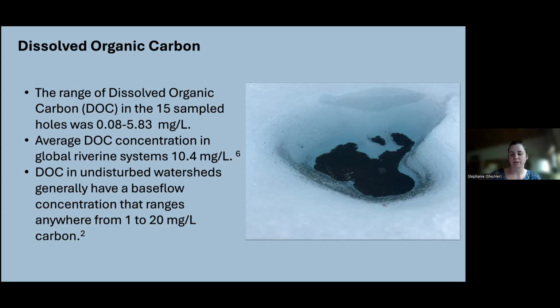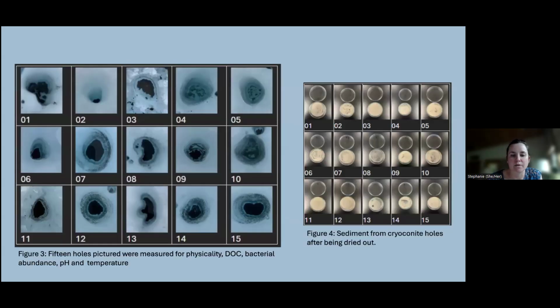I brought up how clear the water is because I wanted to tie that back into the respiration rate I talked about earlier and how the sediment had so much more going on. And I think that the dissolved organic carbon numbers really speak to the crystal clearness and the lack of sediment within the water column itself.